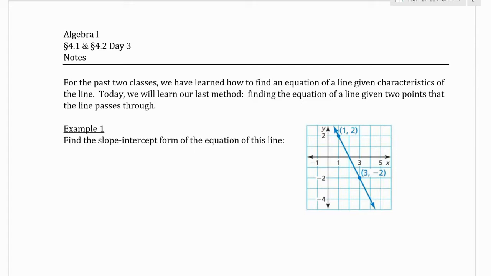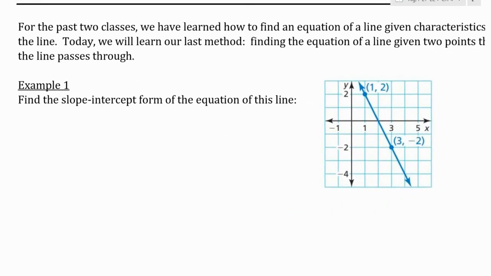And you knew the y-intercept. Yesterday we found a way to figure out the y-intercept. And usually it was based on a slope and 1 point on the graph. Today we're going to find the equation of a line based on 2 points that the line runs through.